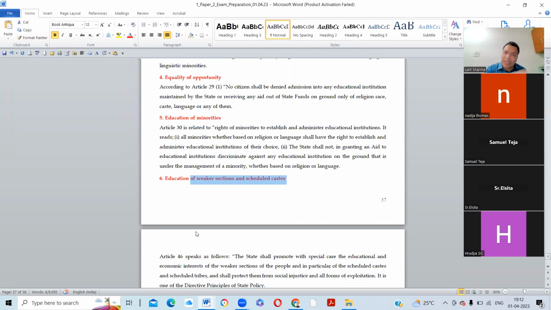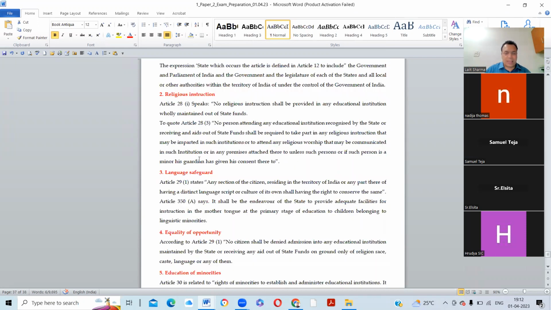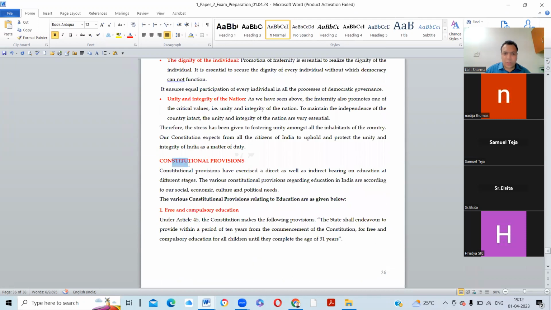Because we are not implementing, right? We are not 100% implementing. Because many schools, you have seen, are taking fee from every student. So these are the constitutional provisions with respect to education.